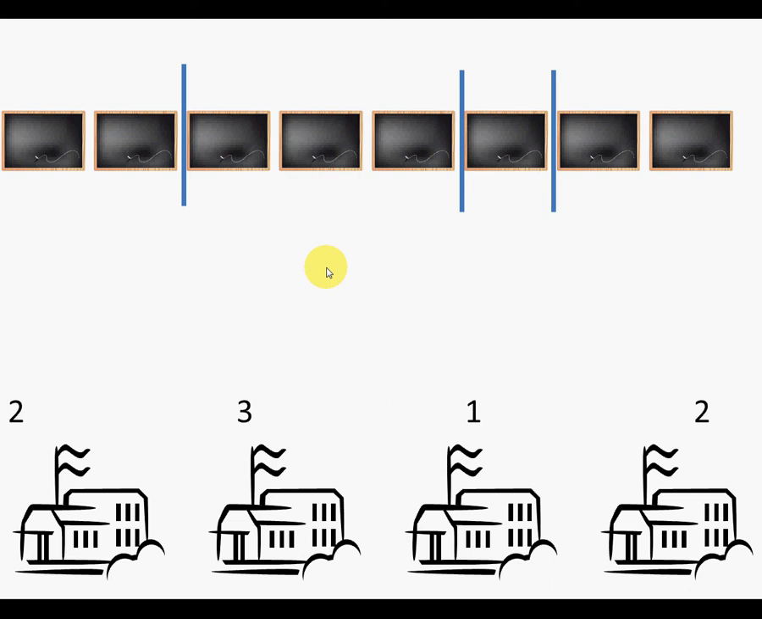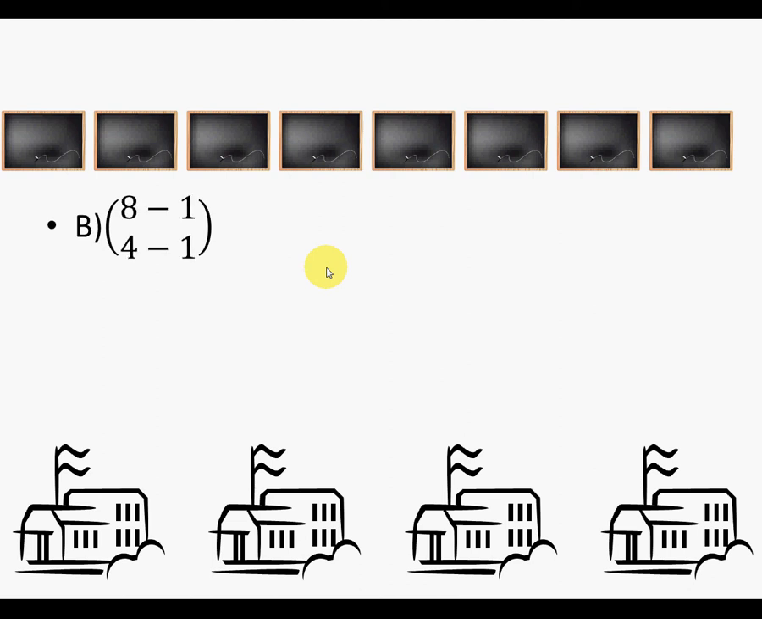So there's 7 spaces and 3 lines that need to go in. The 7, by the way, is the number of chalkboards, 8 minus 1, and the 3 is the number of schools, 4 minus 1. So 7 choose 3 is the number we're looking for in part B, and that number is 35.